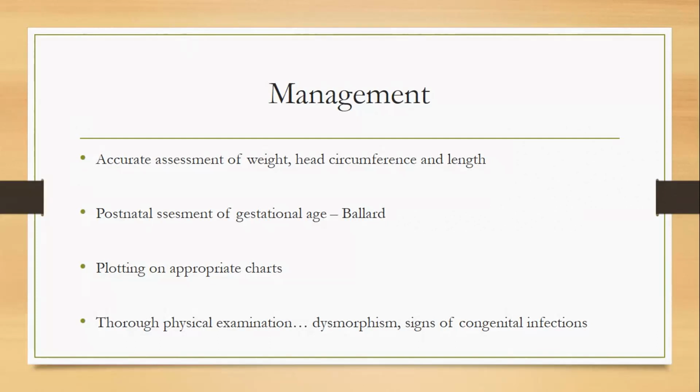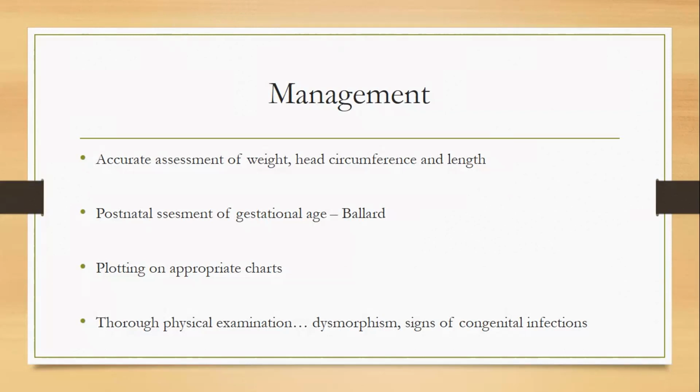We use what is called a Ballard score, which is basically looking at the physical characteristics of the baby, the neuromuscular activity of the baby, and the development of the baby, like the skin, the ears, the tone. Then we use this assessment to assess the gestational age of the baby postnatally. But it can be off by 2 to 4 weeks, and it's also variable depending on the skill of the person who's doing it. And then we need to plot this gestational age and the weight on appropriate charts.